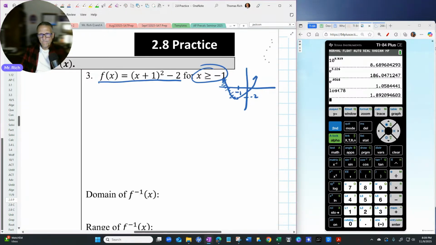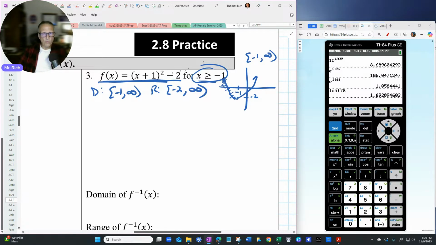So therefore, we can say that for this original function, the domain is from -1 to infinity. That is the domain. But the range is going to be from -2 to infinity. So let's go ahead and write that down. For our function f, they're telling us to restrict the domain to be -1 to infinity. And we know that the range is going to be from -2 up to infinity. So those are our acceptable y values right there.